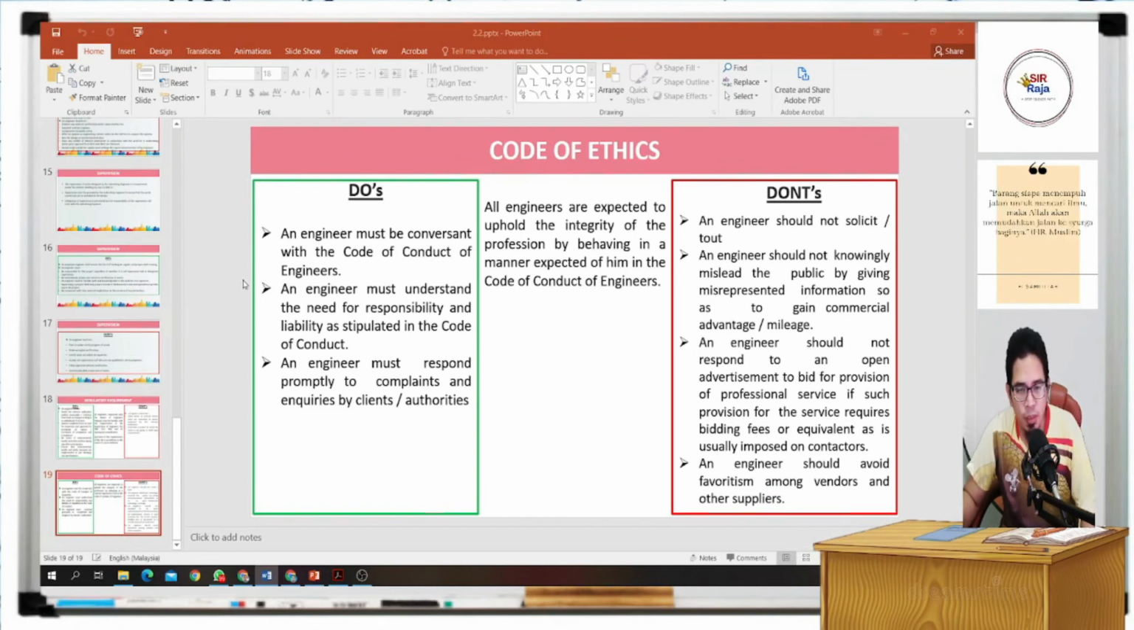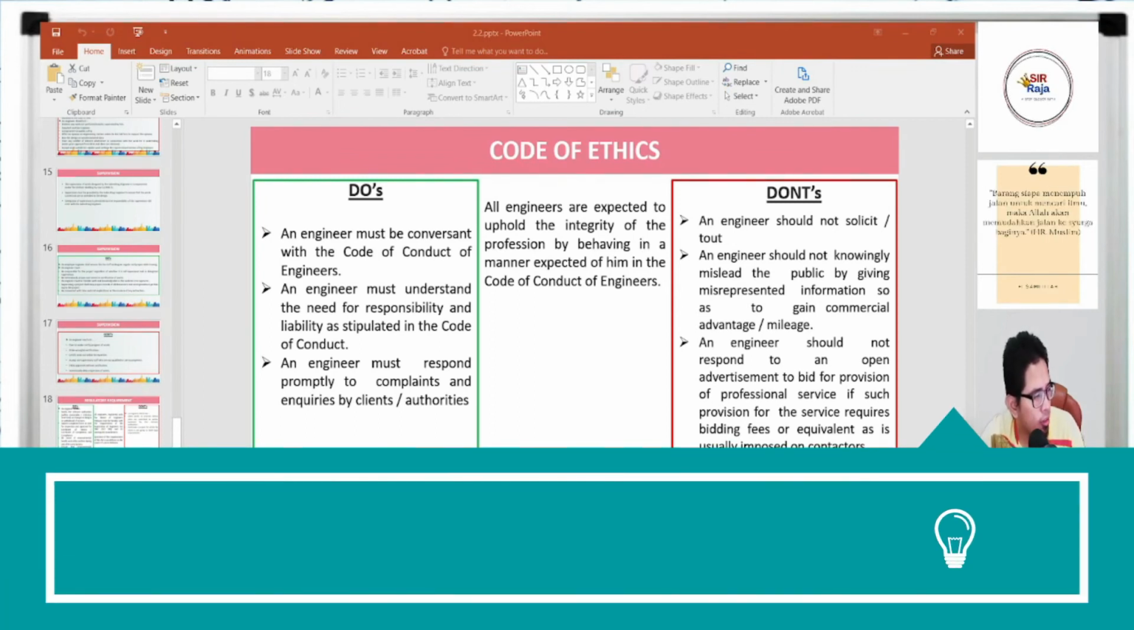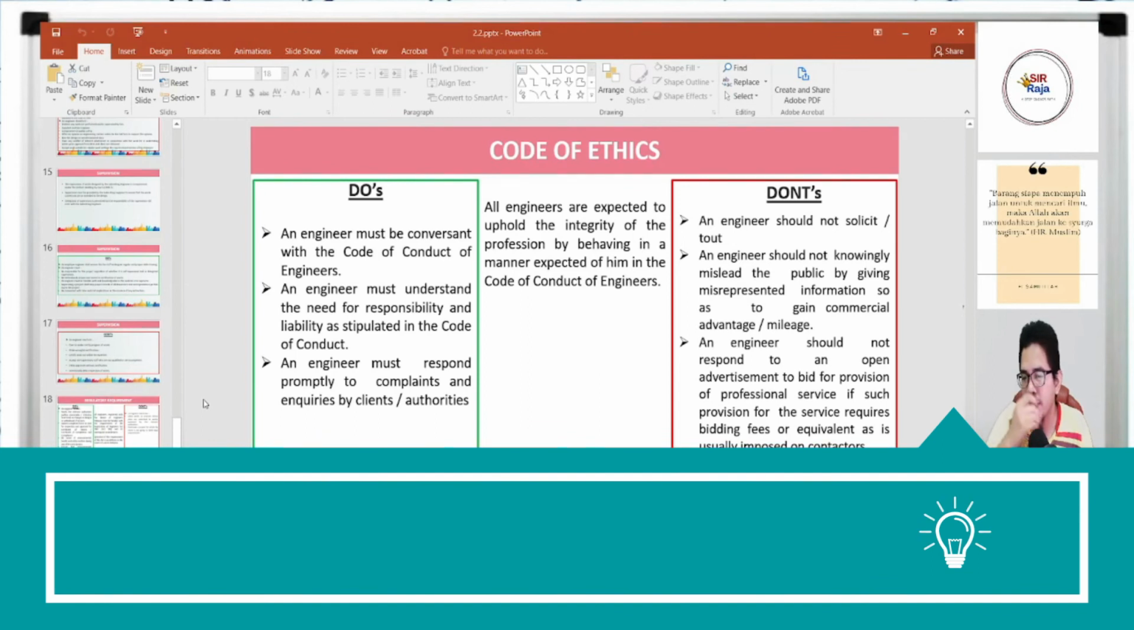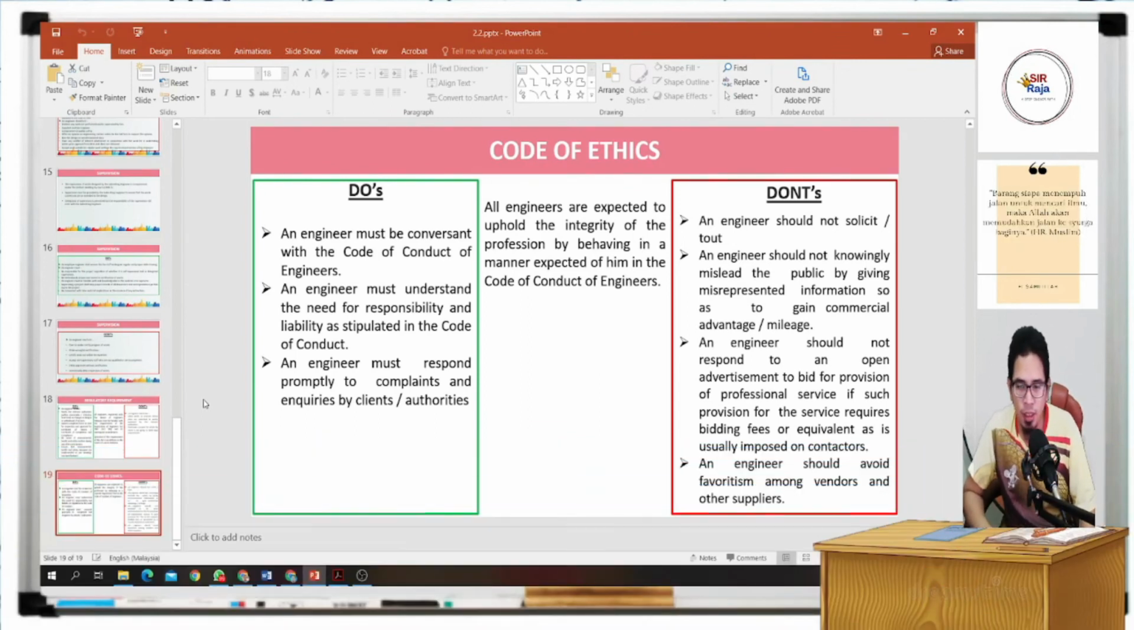Okay, alright, so kita ada lagi beberapa soalan ni. So I'm going to be a bit more fast. An engineer should not accept work outside his regular work without permission of his employer. What is the difference between regular work that an engineer does and outside work? Okay, so regular work is actually the one that you do under your competency, and the one that you do in your office hours lah. Okay, so outside that regular work is out of your competency, you might have the ability to do that. Okay, sepatutnya tak boleh lah, sepatutnya you cannot do the work outside of your competency.